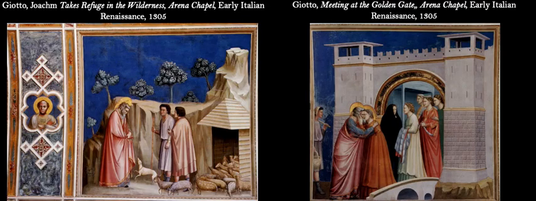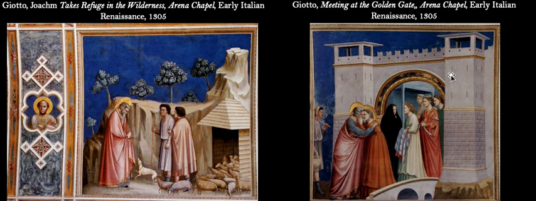So I want to show you some more pictures from the Arena Chapel, and then we'll segue into the Last Judgment. So this is Joachim in the wilderness and the meeting at the Golden Gate. And there's something at play here that I think is important to point out, and that is Giotto, although he is doing some new things, he is not completely revolutionizing the art world. For example, the construction of space is better, but not great.